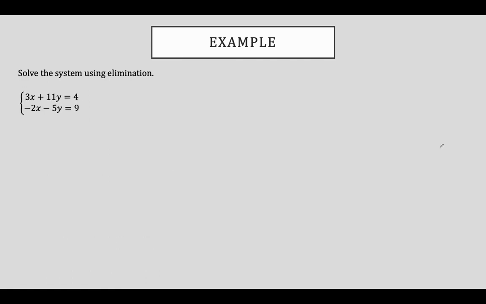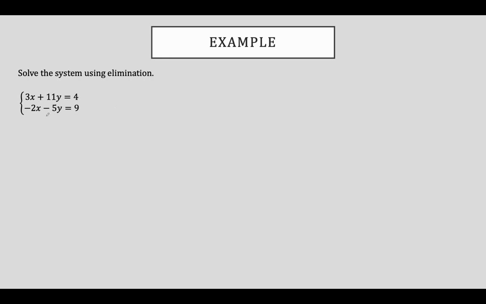A few more here. Solve the system using elimination. All right, so we look at this system. 3x plus 11y equals 4. Negative 2x minus 5y is equal to 9. We don't want to use substitution because we're going to end up with fractions. Instead, we can use elimination. That being said, we're going to have to manipulate both equations in this case to get one of our variables to cancel out.